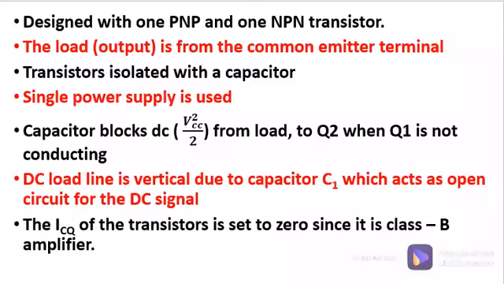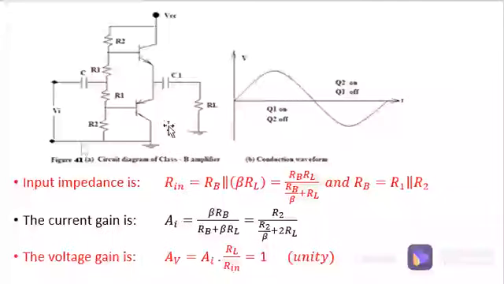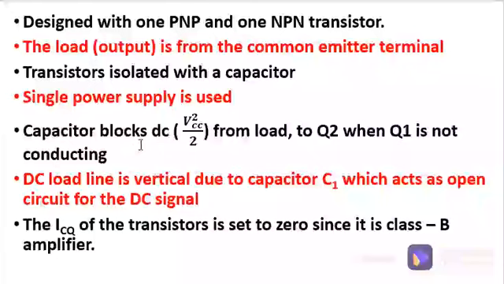Now the transistors, as I have already explained from the diagram, they are isolated with a capacitor. That's capacitor C1 we have seen. The single power supply is used for the two transistors. We don't have two power supplies for transistor number 1 and transistor number 2. No, this is our supply VCC, and it is common to all of the transistors. Now the capacitor is blocking the DC voltage, that is VCC over 2. It is blocking it from the load.